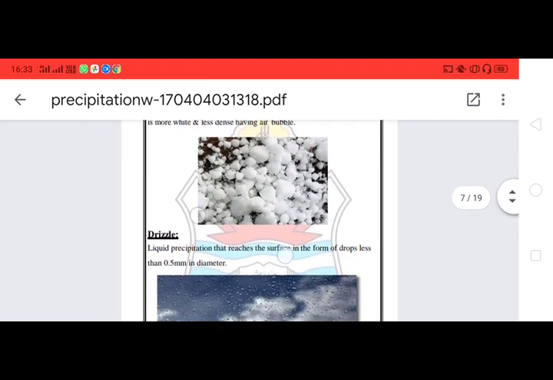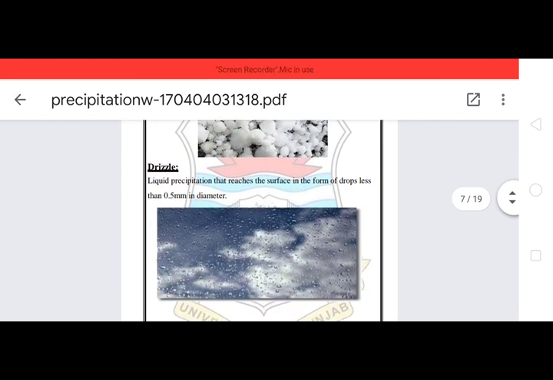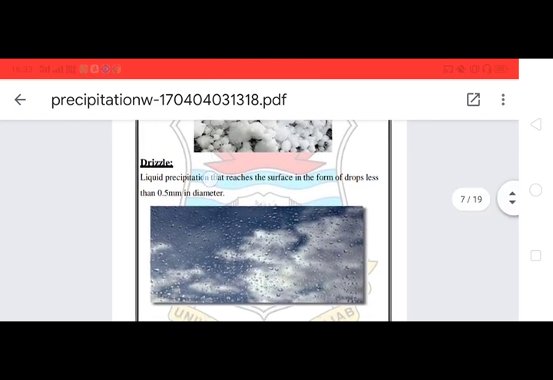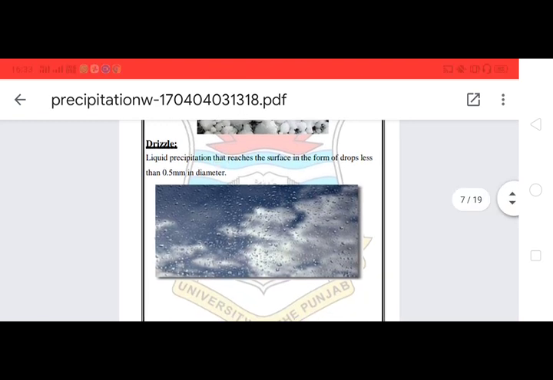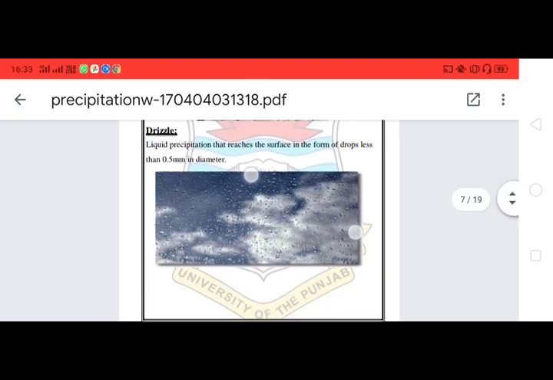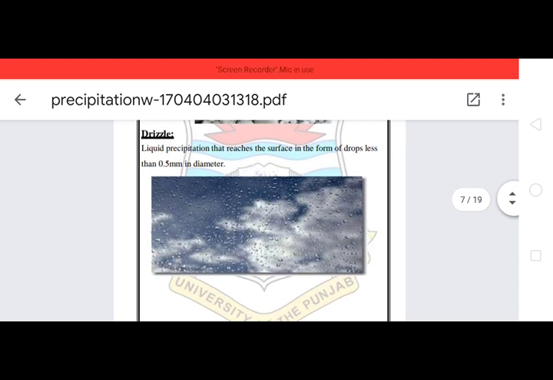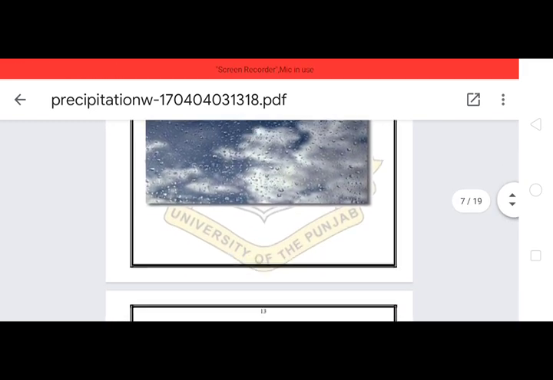Then come to the next point, that is drizzle, and it is the most romantic weather as we consider it. So what is drizzle? Liquid precipitation that reaches the surface in the form of drops less than 0.5 mm in diameter, that is called drizzle. As you can see, it is the picture of the windshield of a car, and the drizzle water droplets are shown clearly here.